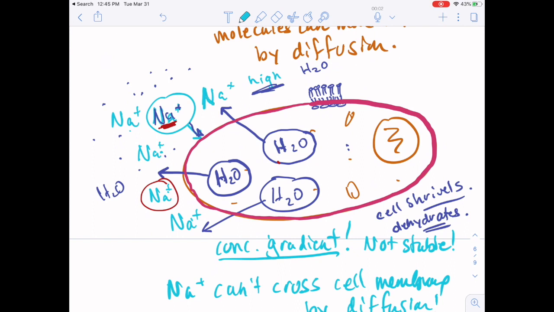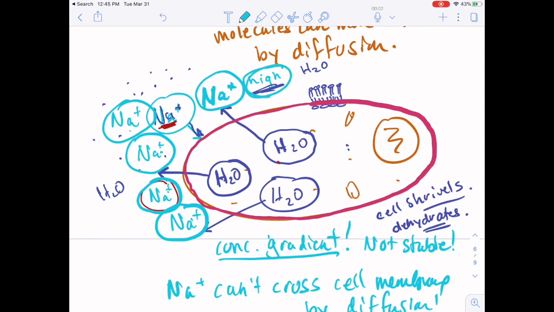Where there's a higher sodium concentration outside the cell. All these sodium ions. We talked about how if you ate a whole bunch of salty popcorn at the movies, you are bathing your cells in a very sodium-rich environment. So you have a high concentration of sodium outside the cell and a low concentration of sodium inside the cell. And that's a concentration gradient, and it's not stable.